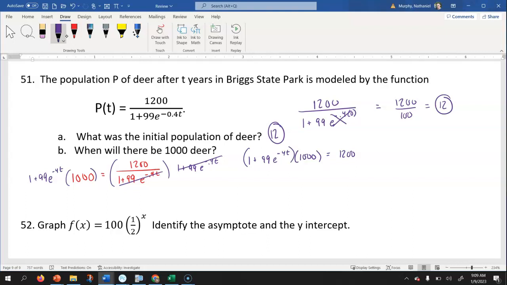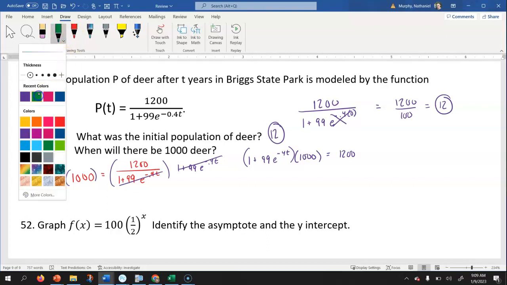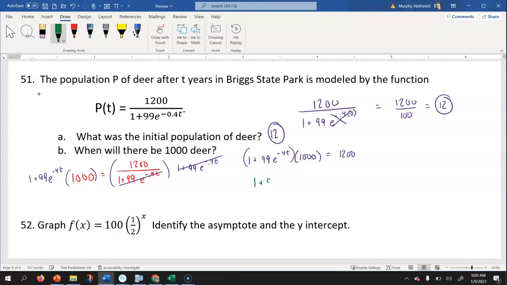So one of my goals is I need to get the exponential piece by itself. So I'm going to divide both sides by 1,000. If I divide both sides by 1,000, we would get 1.2 on the right. So we're just that much closer to getting that exponential piece by itself.